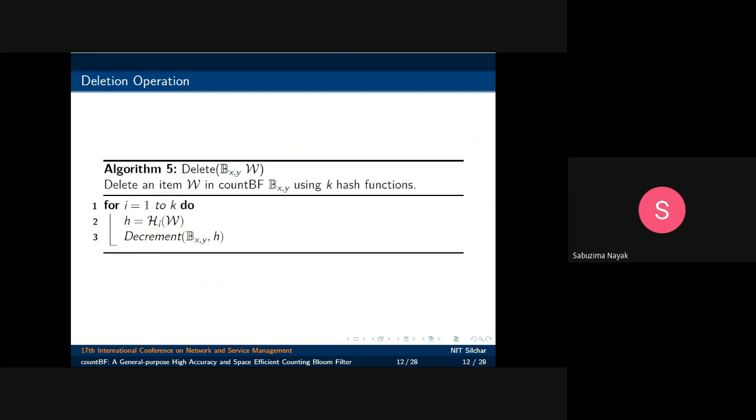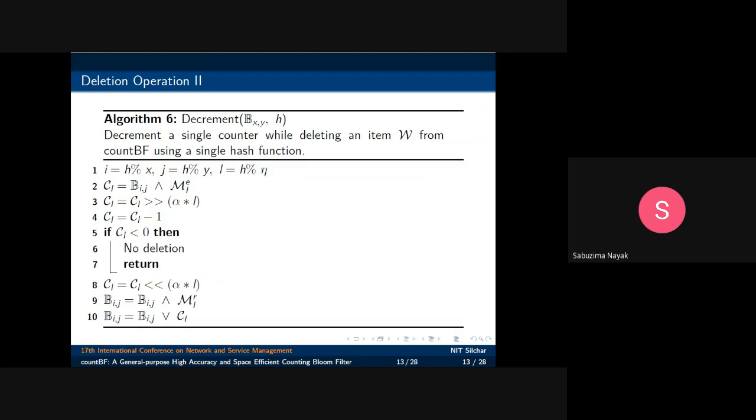This is the algorithm for the delete operation. After obtaining the counter value, it is decremented. If the new counter value is less than 0, then the operation is terminated, otherwise continue. Then a procedure similar to the insertion operation is followed to update the new counter value.